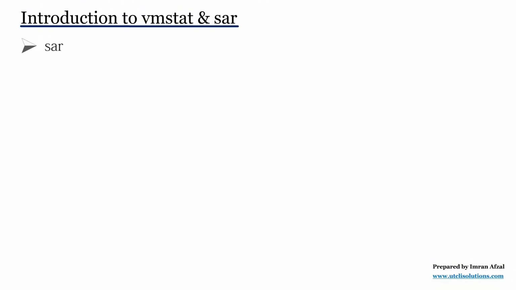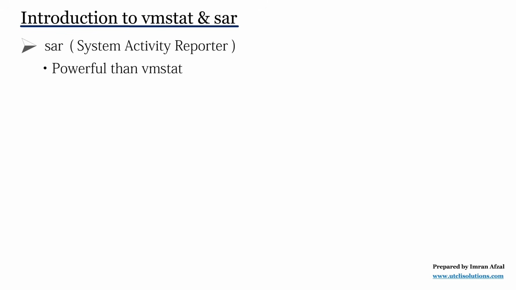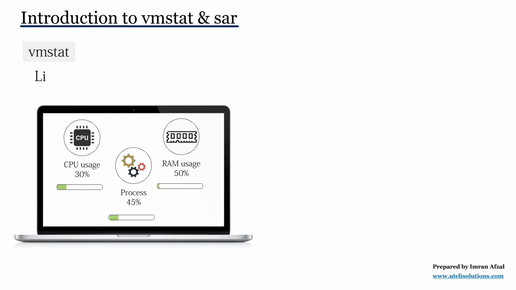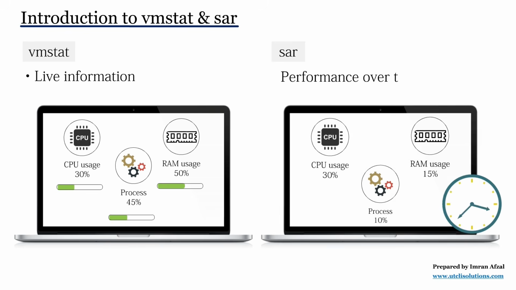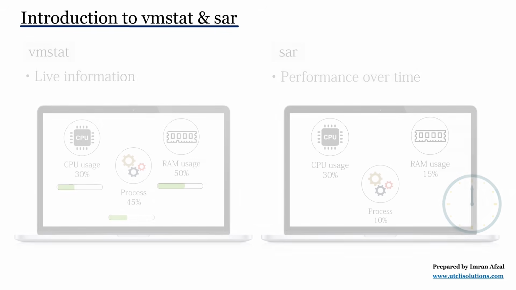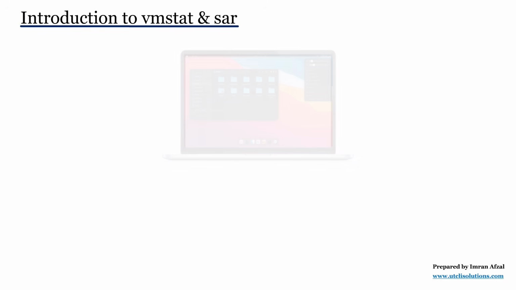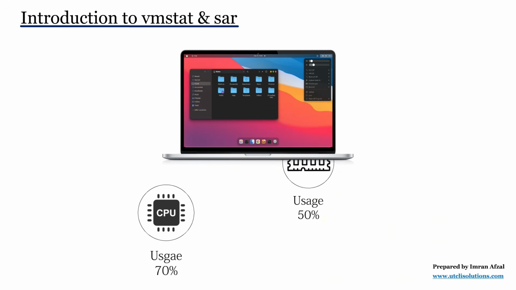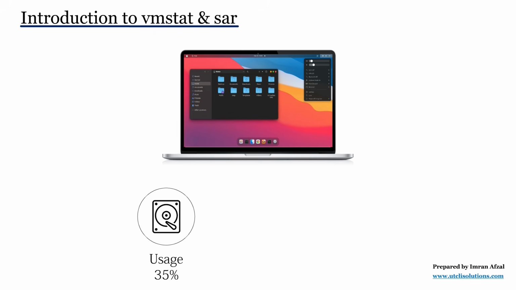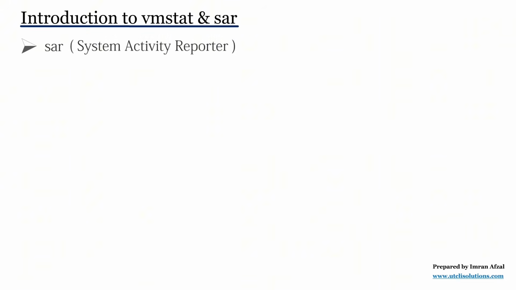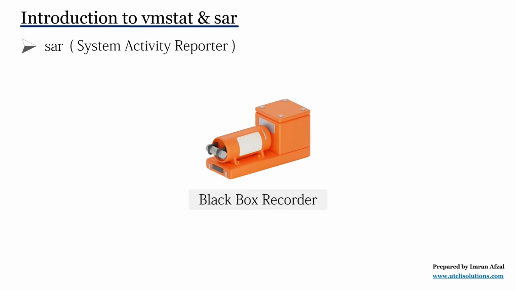On the other hand, SAR stands for System Activity Reporter. It is more powerful and detailed than vmstat. While vmstat gives you live moment-to-moment information, SAR actually records your system's performance over time. For example, if you want to know how your computer was behaving yesterday at 3 p.m., SAR can show you that. It collects data about CPU usage, memory use, disk activity, and network performance and stores it so you can review it later. Think of SAR like a black box recorder for your computer.